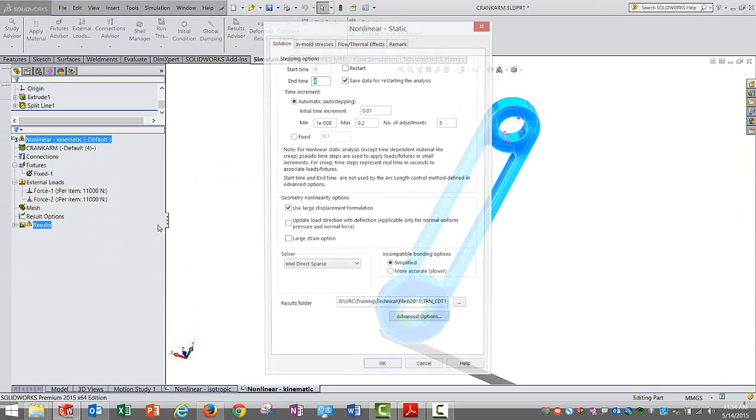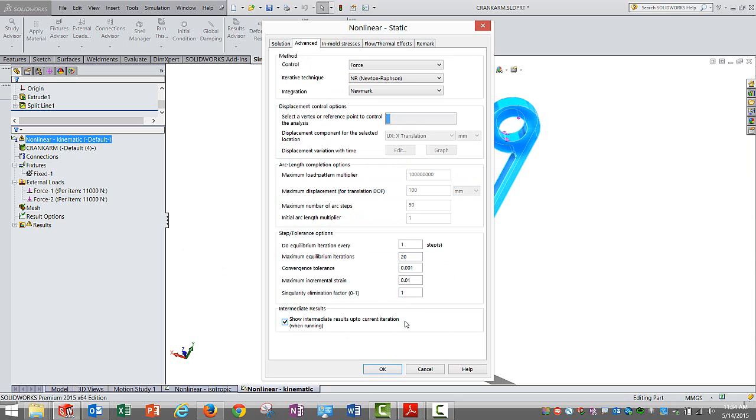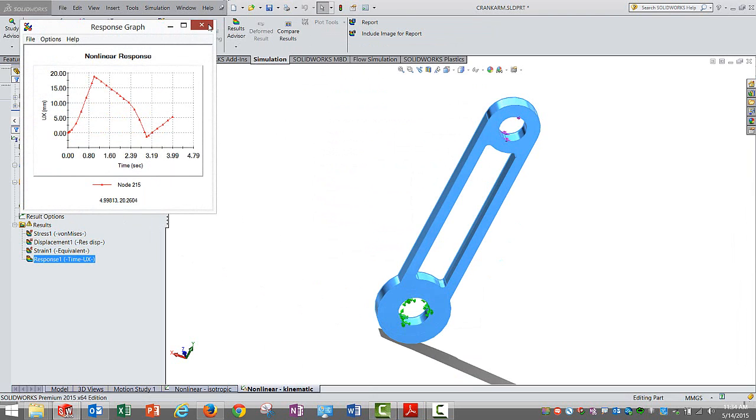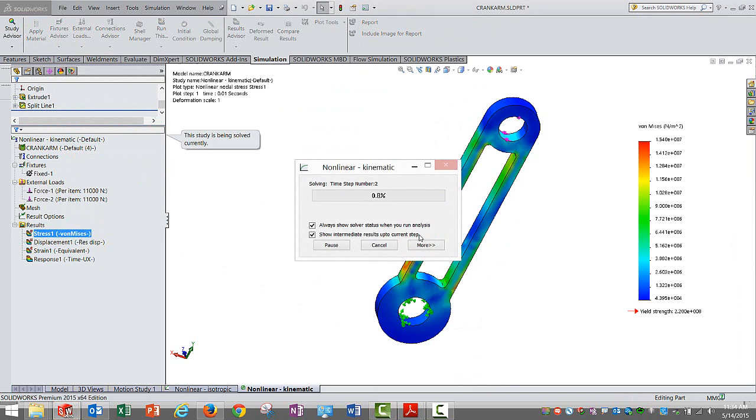Default 4. Thereon we are using the other way around. All other options remain the same. End time is 4. Advanced options, all other things remain the same. Okay. So the only difference that we induced was through the material property, and we gave a value of 1. Let me just check the graph. Yeah, it's almost similar. Let me solve it now with a kinematic hardening value of 1.